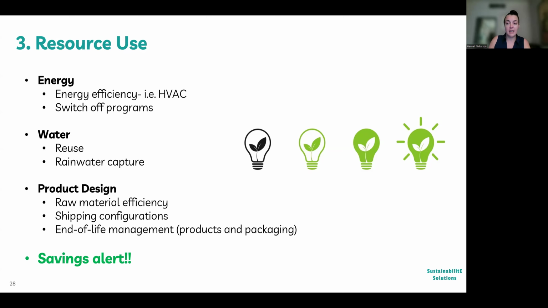So for energy, it's both electric and fuel sources. So thinking about reduction of that.